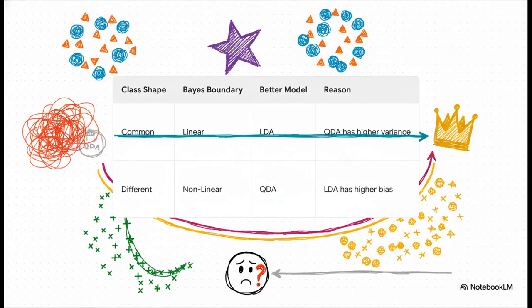So what does this actually mean for you in practice? It's pretty simple, actually. If your data clusters really do have similar shapes, the true boundary between them is probably a straight line. In that case, LDA is your champion. QDA's extra flexibility will just cause it to overthink things and probably perform worse. But if your clusters have very different shapes and sizes, then the real boundary is probably curved. And in that scenario, QDA is the hero because LDA's simple, rigid approach just won't be able to capture it.